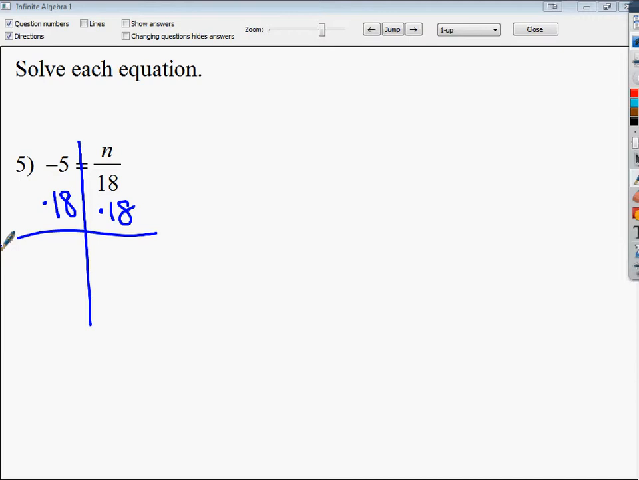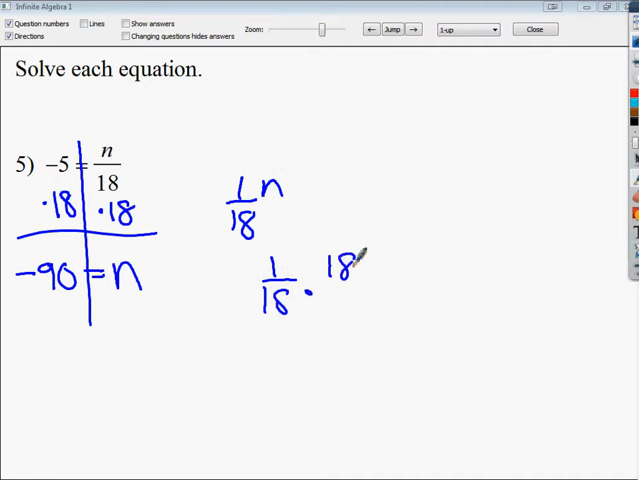I'm just going to make sure I'm right on paper here. So I've got n is equal to negative 90. Now, why does that 18 make it go away? Well, really, n over 18 could be written as 1 over 18 times n. And if I do 1 over 18 and I multiply it by 18, as you can see, the 18s cancel out. You're just left with 1. So the only thing left over would be the 1.